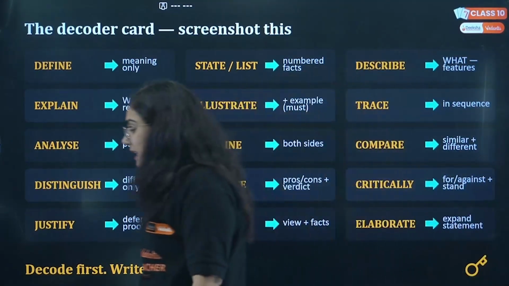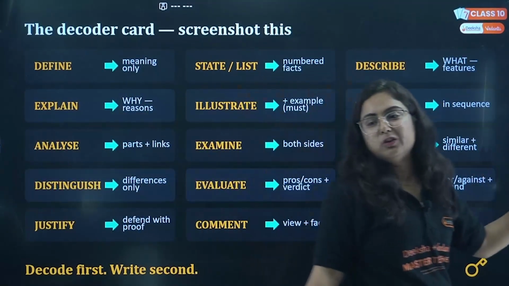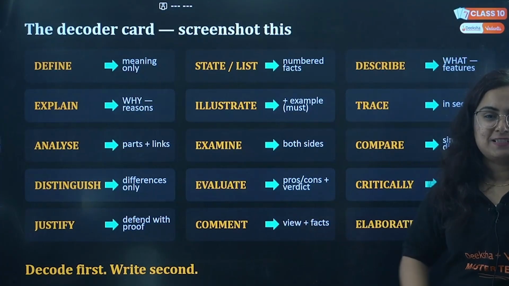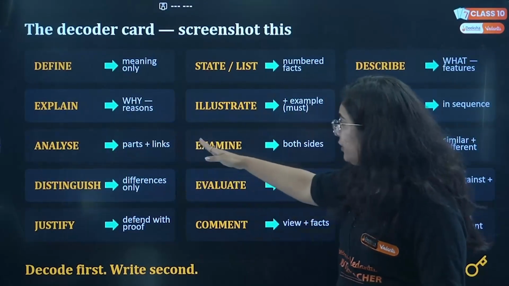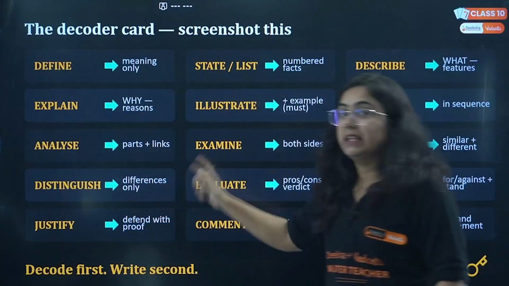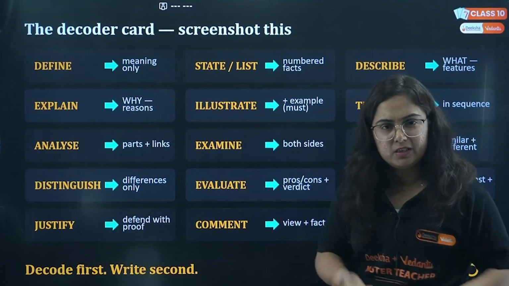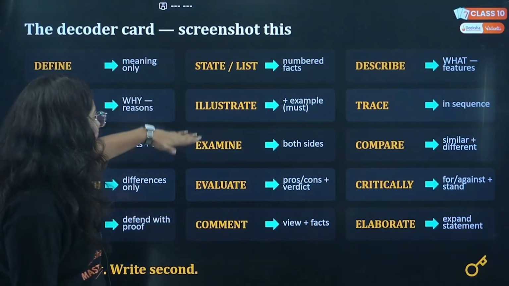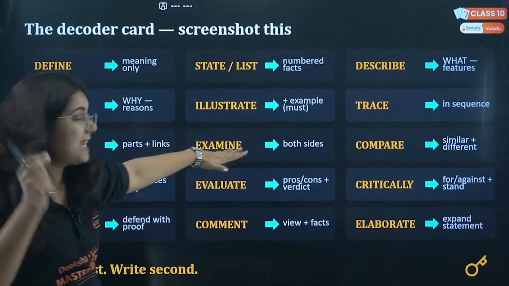Right? This is a decoder card. I just decoded the actual meaning of all the words which help you to frame your answers. Trust me, I know that each of you might be just thanking me a lot at this time. And that is: define, write the meaning; explain, give the reasons; analyze, divide it into parts plus tell the links; distinguish, the differences with a line in between, okay? Justify, defend it. Justify it, why it is true, why it is not. Then state or list, just give the numbers, facts. Illustrate, always give with examples. Illustrate will always be with examples.